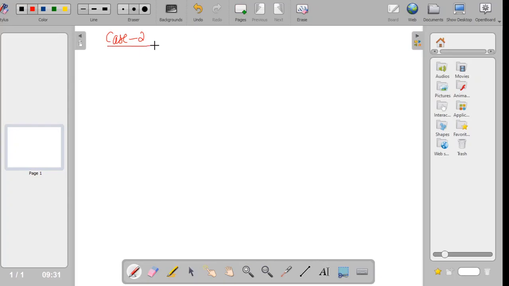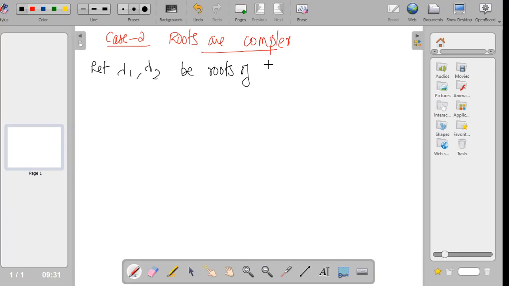Case 2 is when the roots are complex. So when the roots are complex, we will look at how to find the solution. Let lambda 1 and lambda 2 be roots of the characteristic equation.